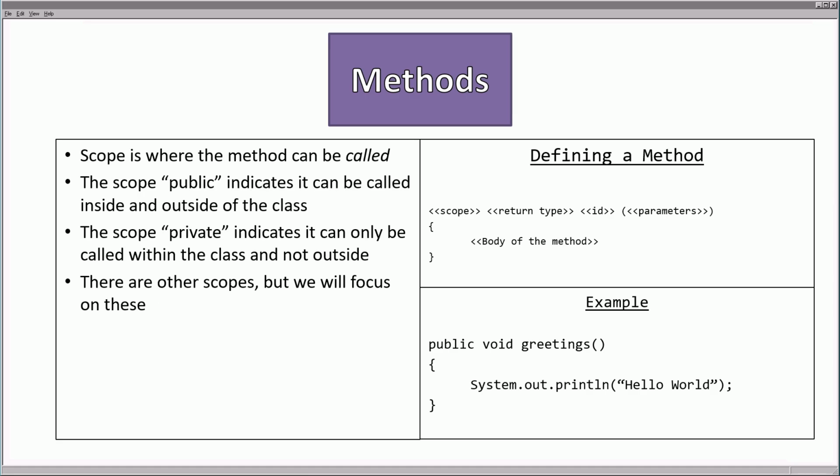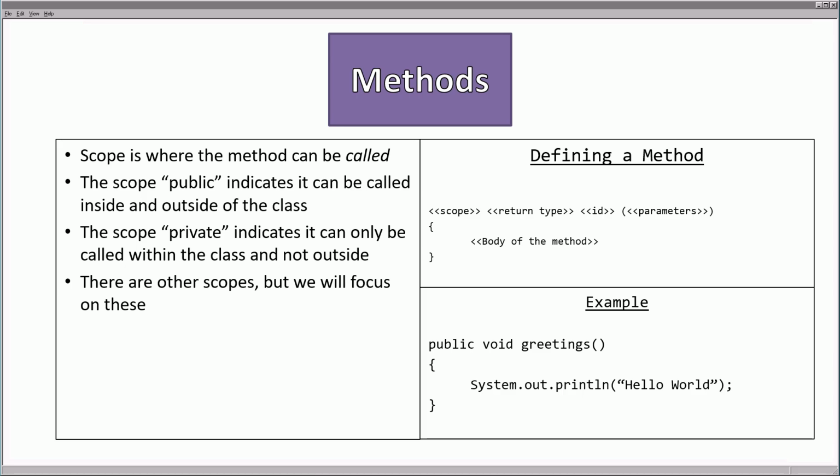First, let's take a look at scope. This is where the method can be called. If the scope is public, this indicates that it can be called inside and outside of the class. As you can see here, this is an example of a public scoped method, so this can be called within the class, or it can be called by a different class itself.